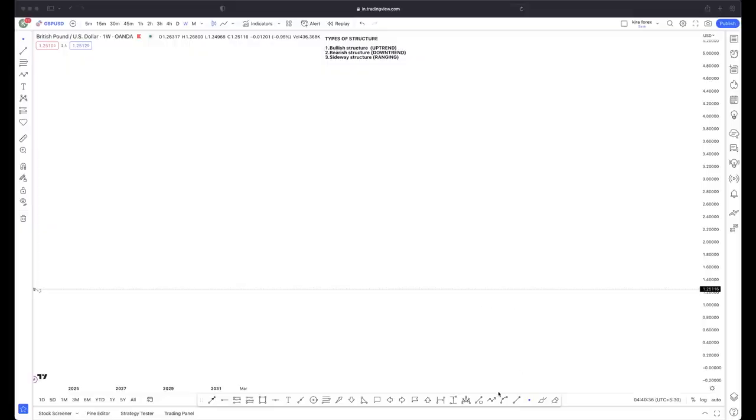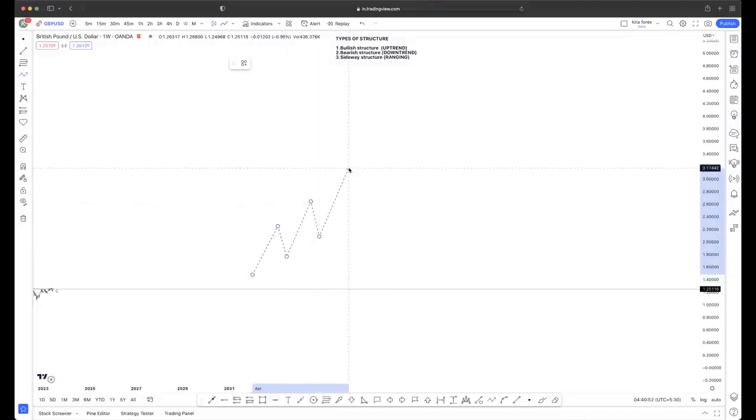Let's go straight to what a bullish structure or an uptrend market is. So in an uptrend market, we have the formation of a series of higher highs, higher low, higher high, higher low, and another higher high. So this is an uptrend market. In an uptrend market, we have the formation of a series of higher highs and higher lows.